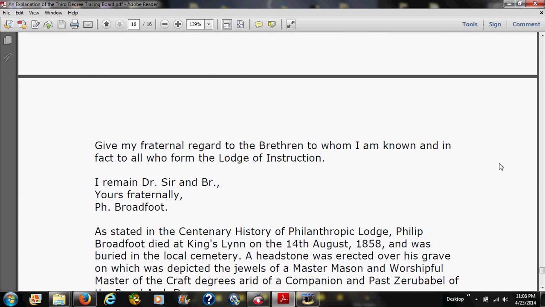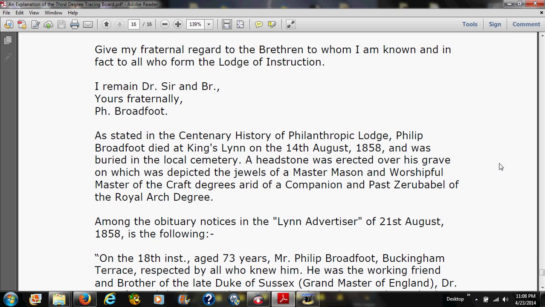Give my fraternal regard to the brethren to whom I am known, and in fact to all who form the Lodge of Instruction. I remain, dear sir and brother, yours fraternally, Philip Broadfoot. And as stated in the Centenary History of Philanthropic Lodge, Philip Broadfoot died at King's Lynn on 14th August 1858 and was buried in the local cemetery. A headstone was erected over his grave on which were depicted the jewels of a master mason and worshipful master of the craft degrees, and of a companion and past Zerubbabel of the Royal Arch degree.